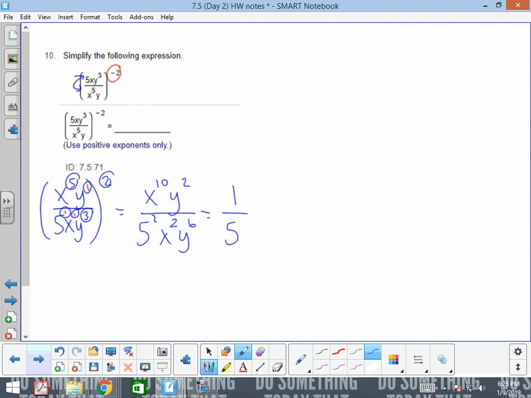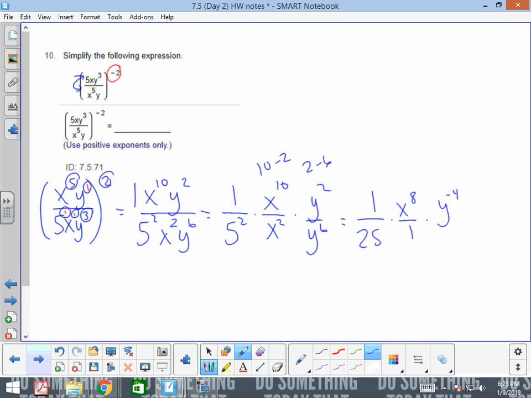1 over 5 squared times x to the 10th over x squared. Okay, why is that a 1? Because that's a coefficient on top. Times y to the second over y to the 6th. All right, so 1 over 5 squared, that's just 1 over 25. For the x's, I'm subtracting the exponents. 10 minus 2, that's x to the 8th over 1. For the y's, 2 minus 6, that's y to the negative 4 over 1. So I need to flip this one and make it positive.